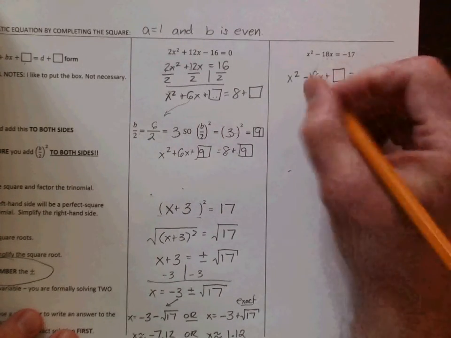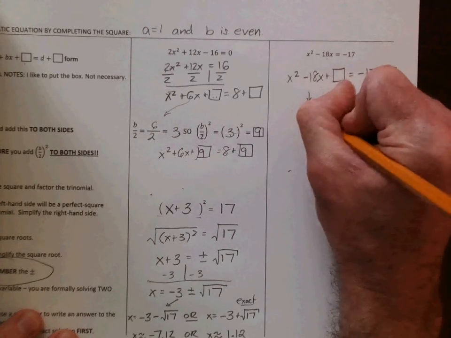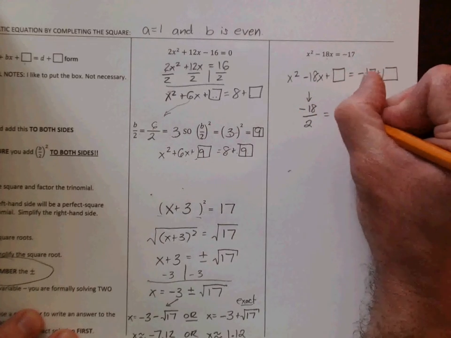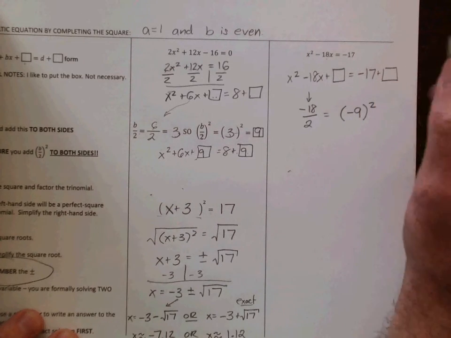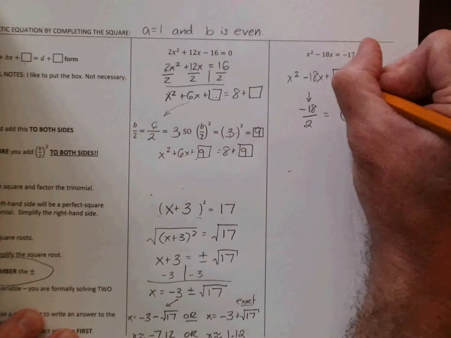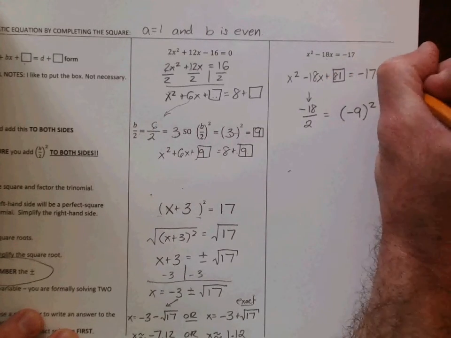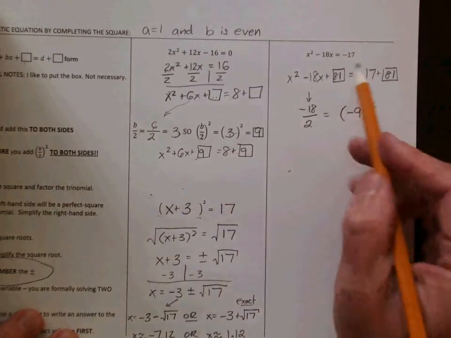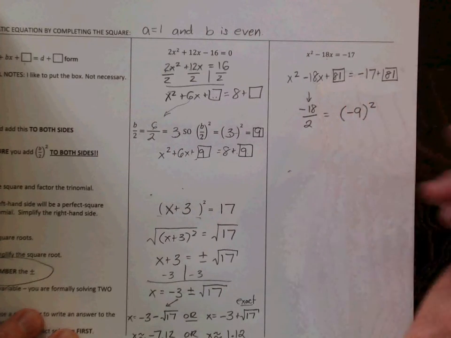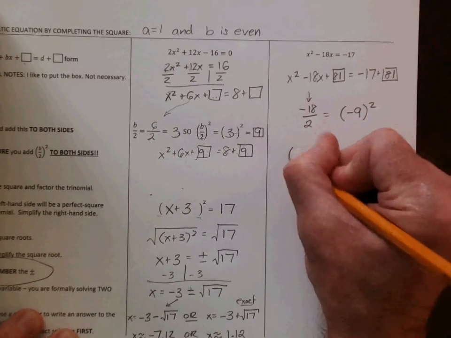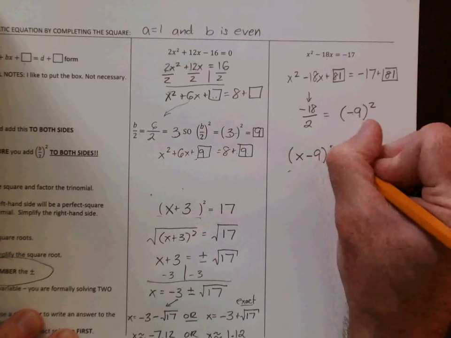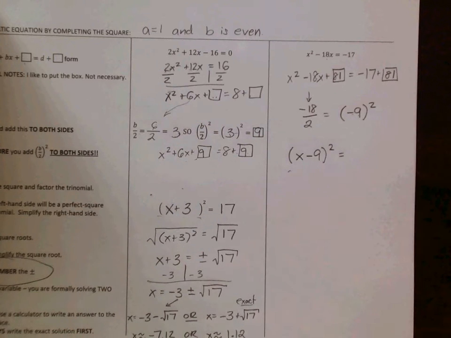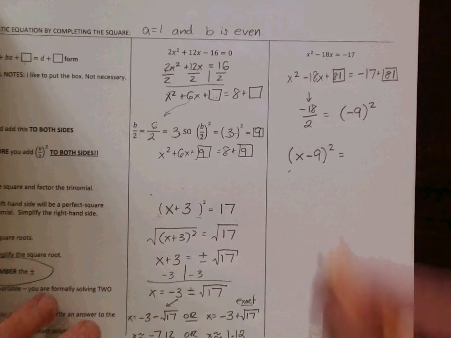To find that square, I'm going to do negative 18 divided by 2, which gives me a negative 9, and square that quantity. Negative 9 squared is 81, and that's what goes into both boxes. The left-hand side here is going to factor as x minus 9 quantity squared is equal to negative 17 plus 81 is 64.